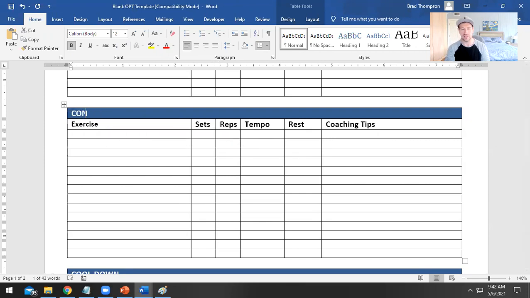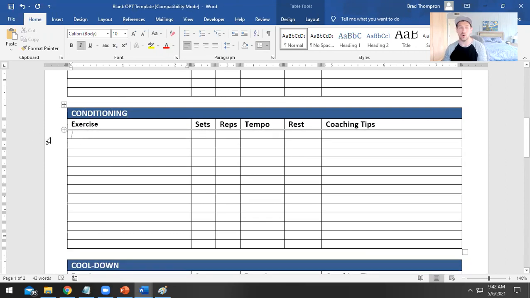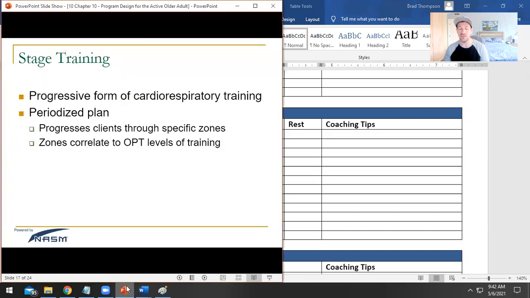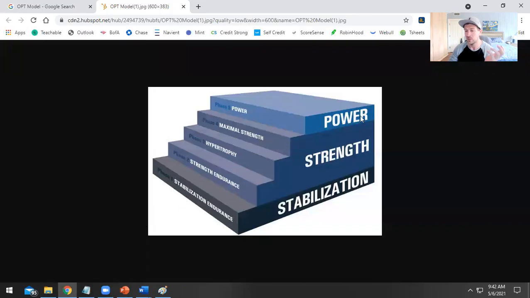If we were calling this conditioning, which is your cardio, you're either going to have stage 1, stage 2, or stage 3, right? You're going to have those individual stages depending on where you're at. They look very similar to the OPT model. Like, they look very similar. You've got level 1, level 2, level 3. You've got stage 1, stage 2, stage 3.